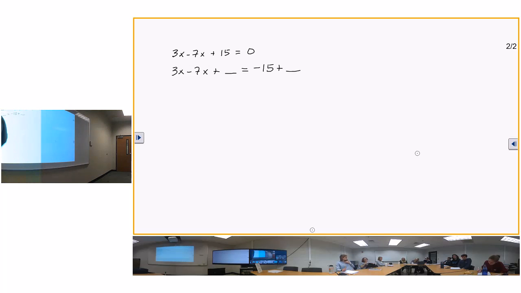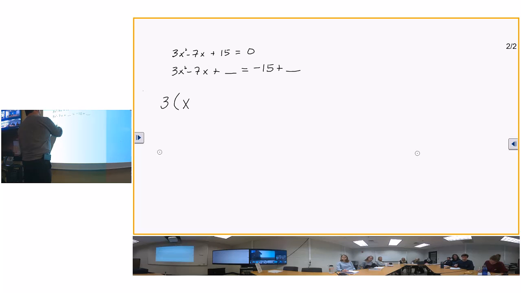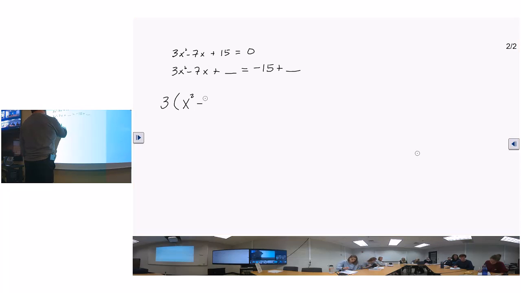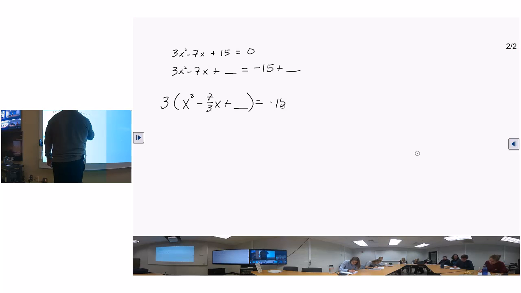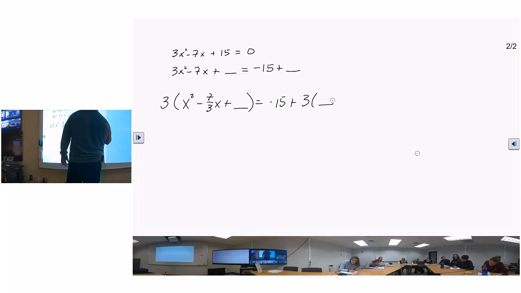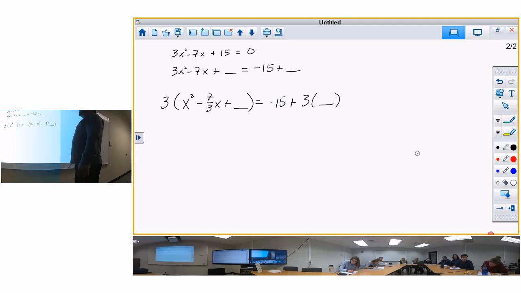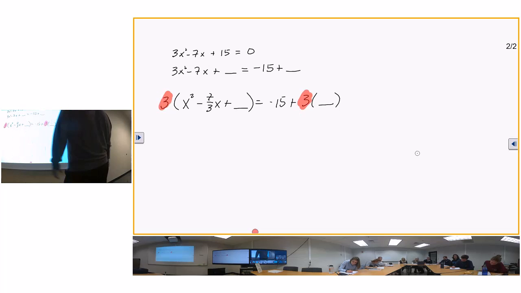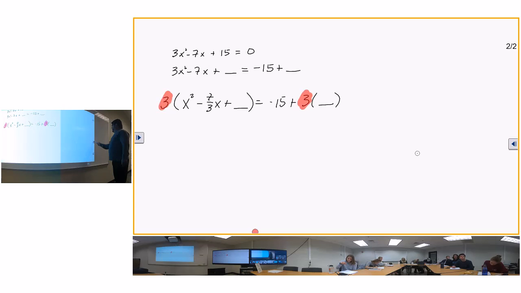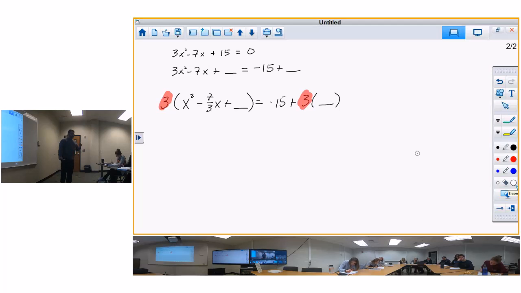Okay? So factor out the 3 and we get x squared minus 7 over 3x plus blank is equal to negative 15 plus 3 times what? Blank. Whatever you factor out, you have to multiply by the right side blank. If you had a good algebra teacher, they told you that. Now we're ready to do what? Complete the what? Okay, do it.